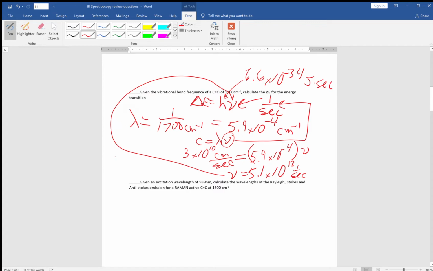From this, I get delta E is equal to 3.4 times 10 to the minus 20th joules.